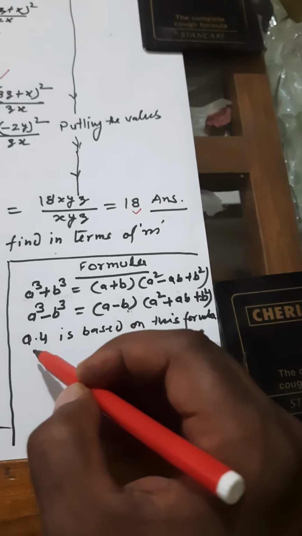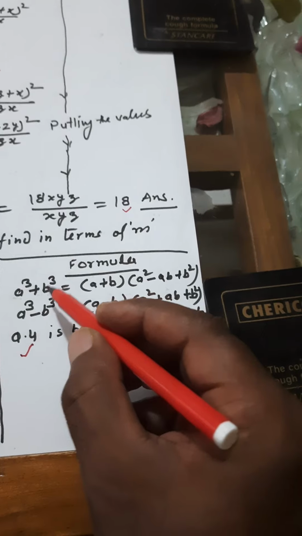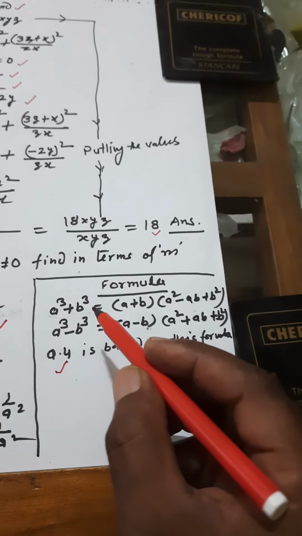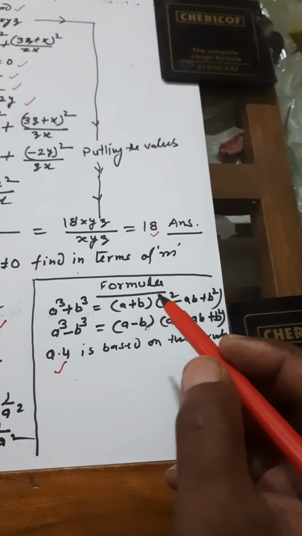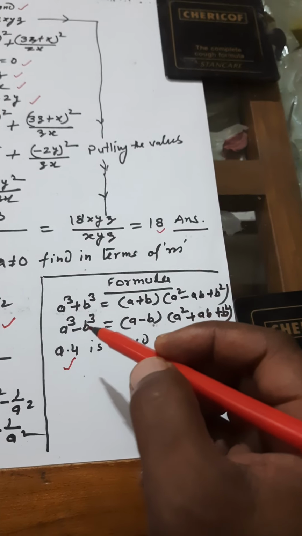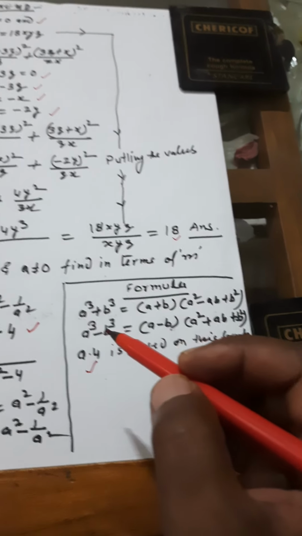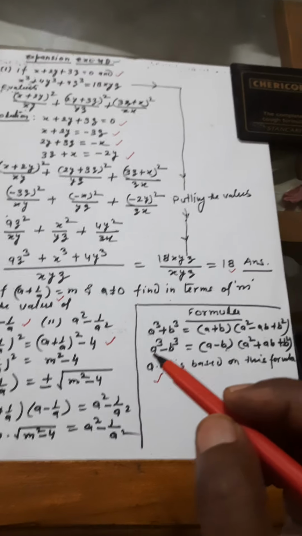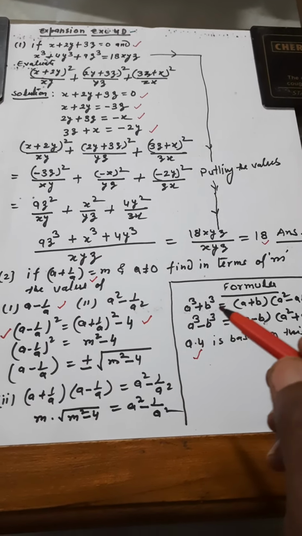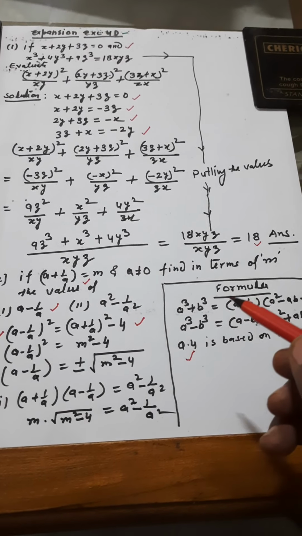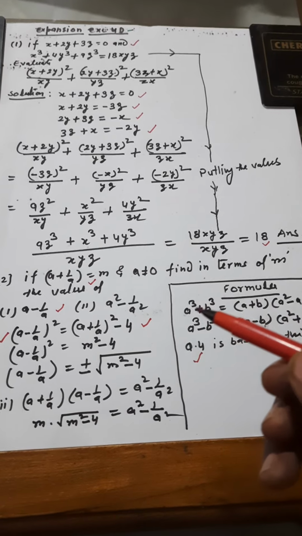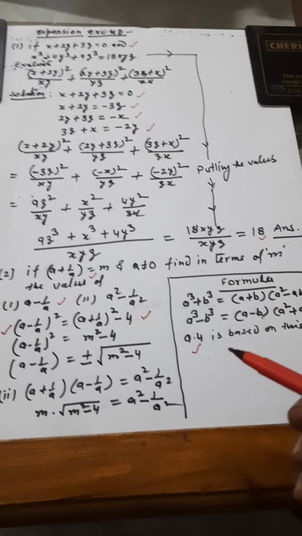So question number 4 is based on these formulas. This is a different format. As I have discussed, a³ + b³ = (a + b)³ - 3ab(a + b), that was another format, and this is another one, right? So you have to learn all the formats of the formulas, because what is given and what you have to find out will decide which formula will be suitable for solving the questions, right? Thank you.